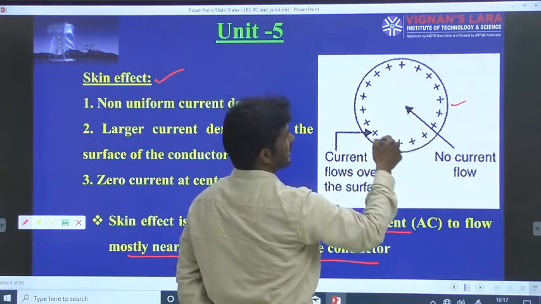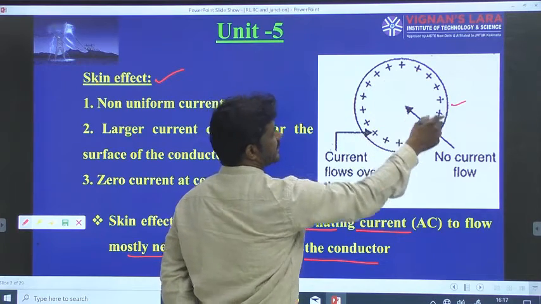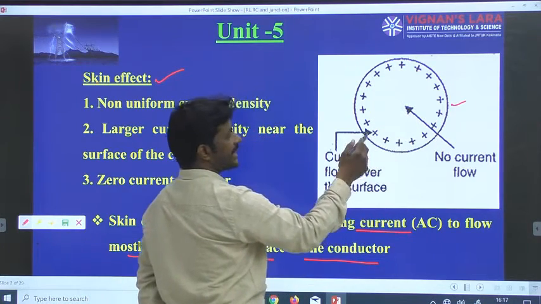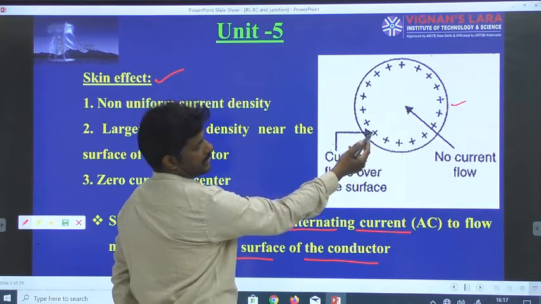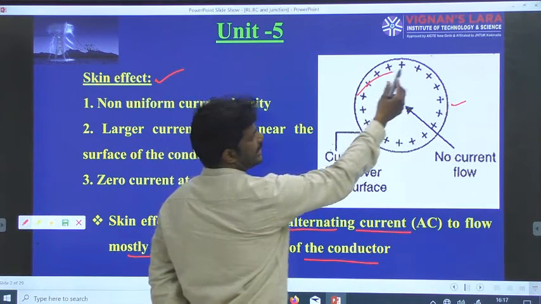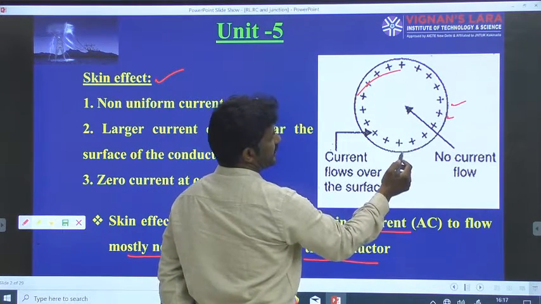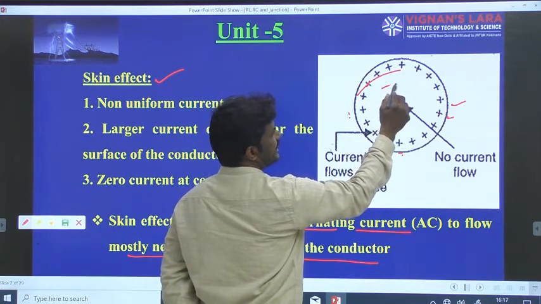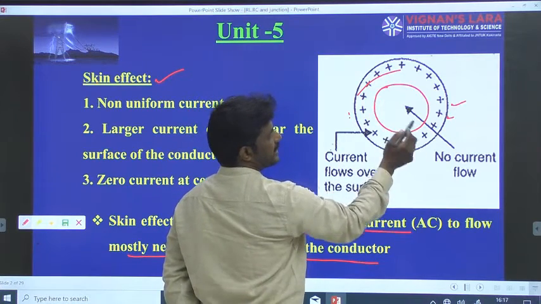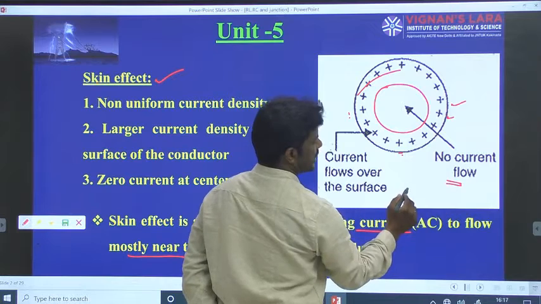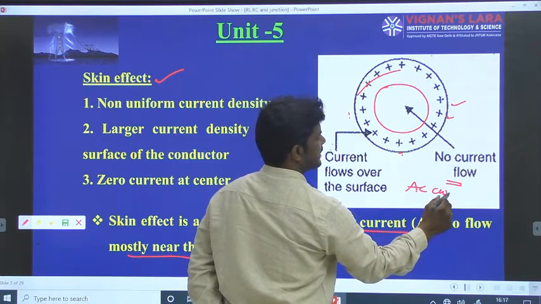plus charges, if you check it now, all this is the current representation. So the entire current is accumulated at the surface of the conductor, whereas inside of the conductor, if you verify, the current is 0. This all thing happened for an AC current.